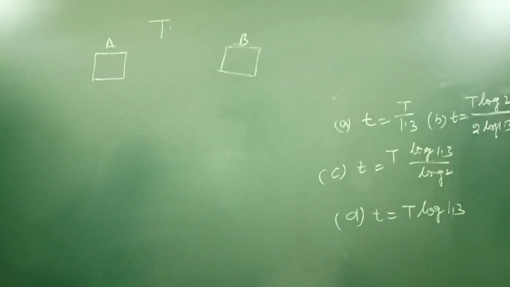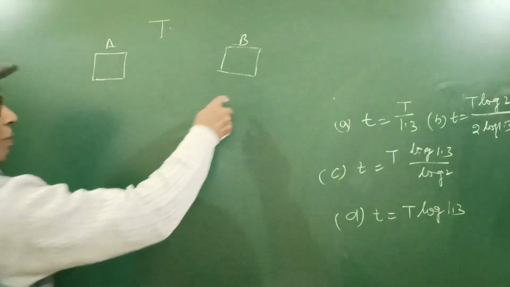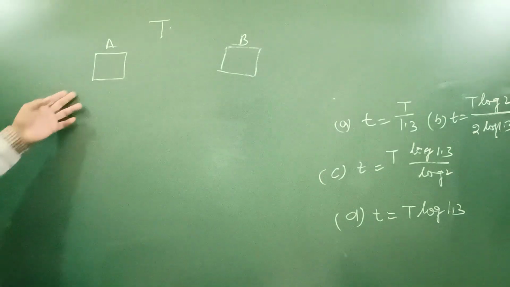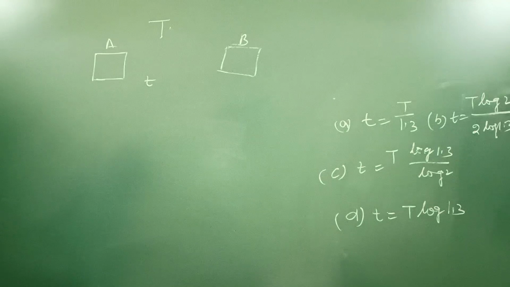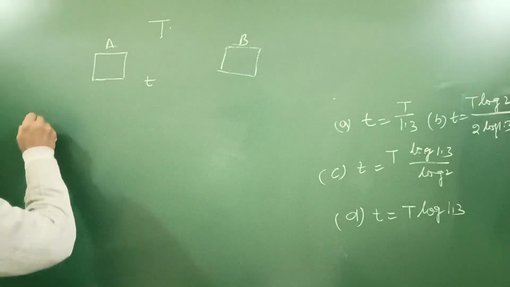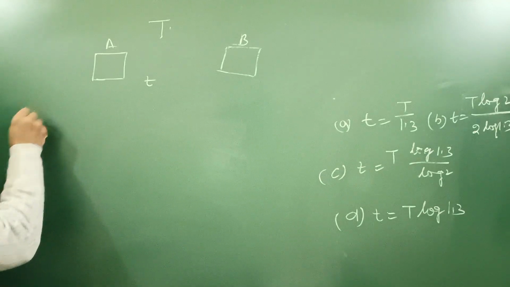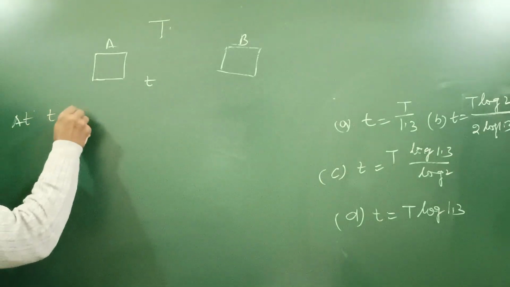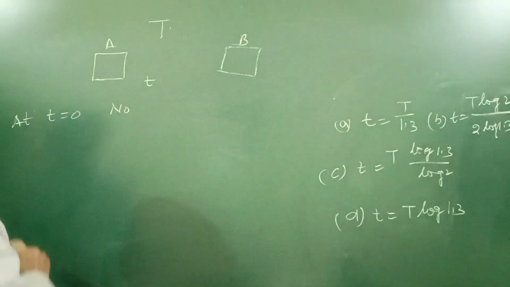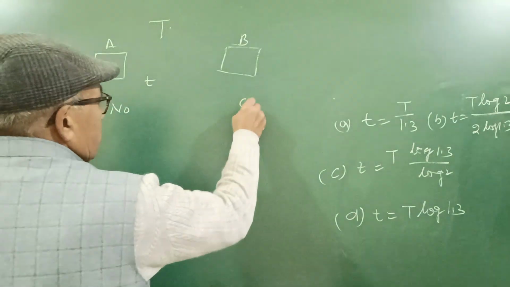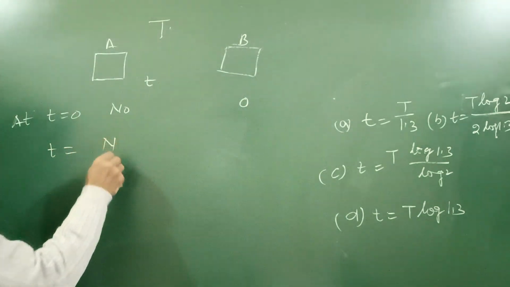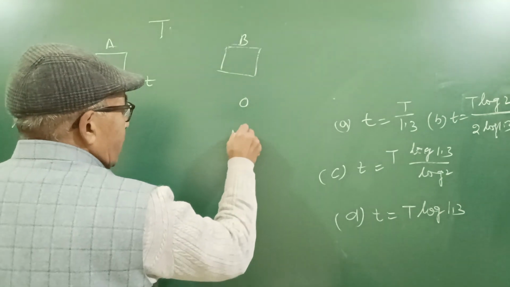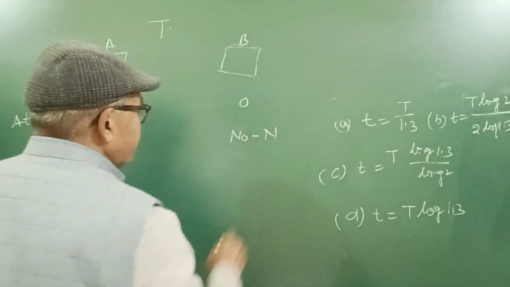So the ratio of radioactive nuclei B and A after some time T is found to be 0.3. So at T equal to 0, let it be N0, and B was 0. After time T, A will be N, then B will be N0 minus N.